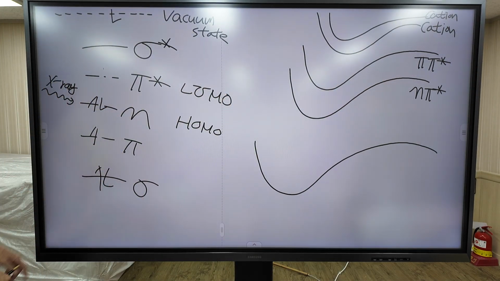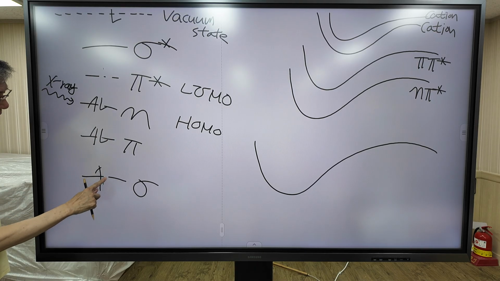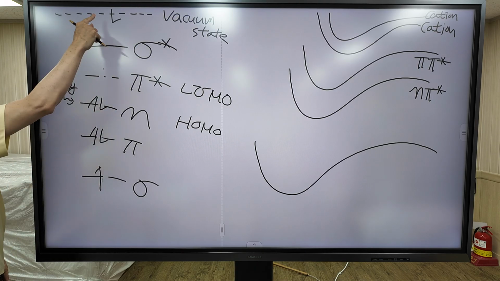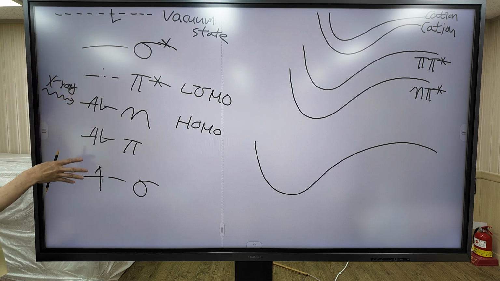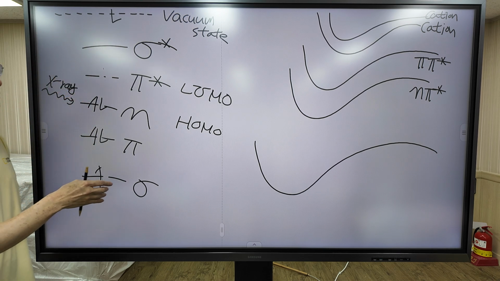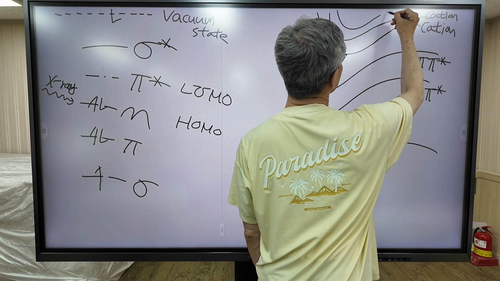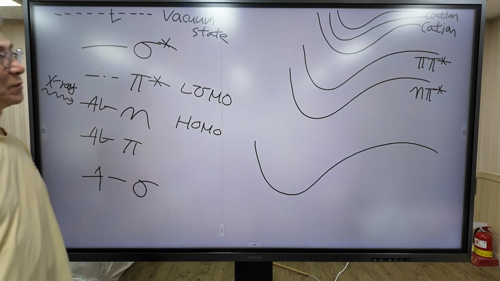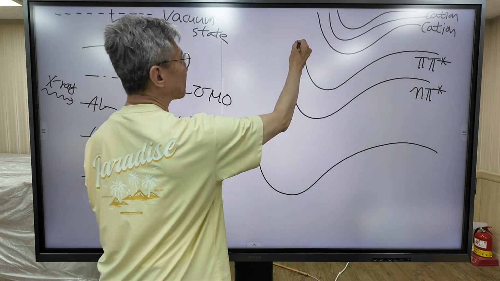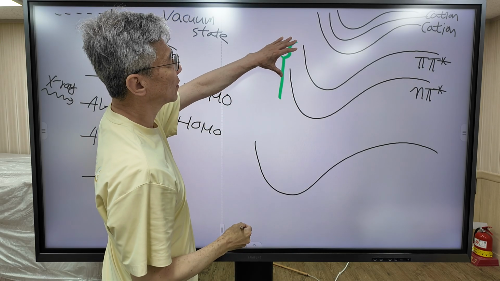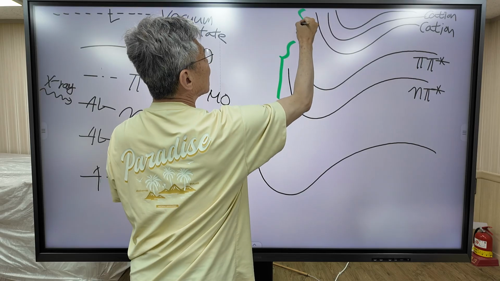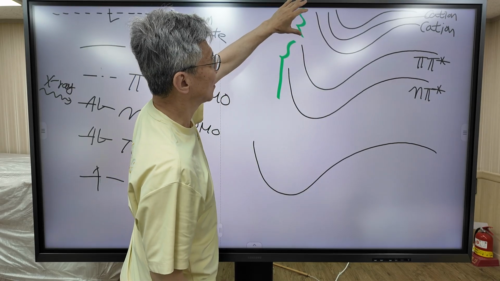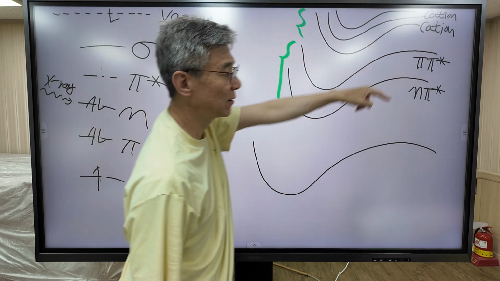With this curve. And finally, sometimes electrons in the sigma orbital can make a transition to the vacuum state. This is also a cation with a different configuration. With this configuration, we can draw another potential curve, which is the cation. So this potential curve corresponds to the neutral molecule. This potential energy curve corresponds to the cation.